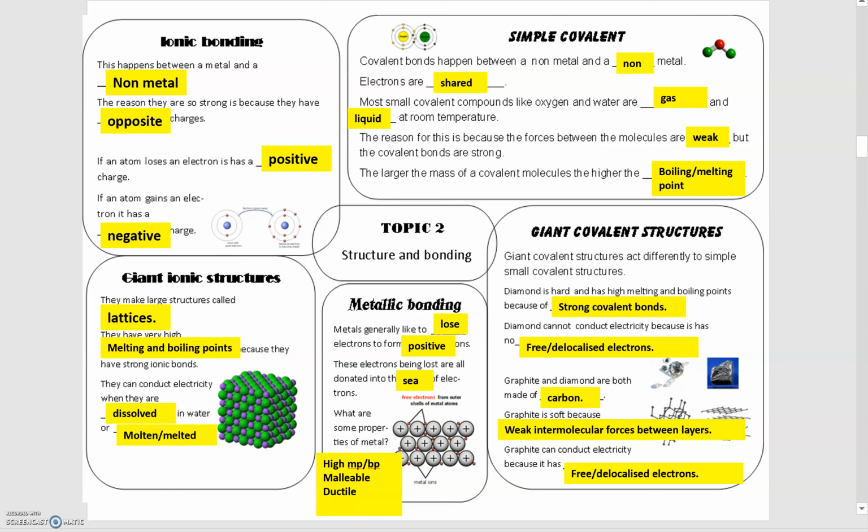So that was your ionic bonding. We go to simple covalent bonding. Covalent bonding happens this time between a non-metal and a non-metal. The key here is that they share electrons. So they don't lose or gain, they just share.